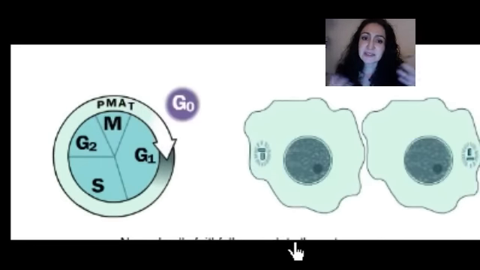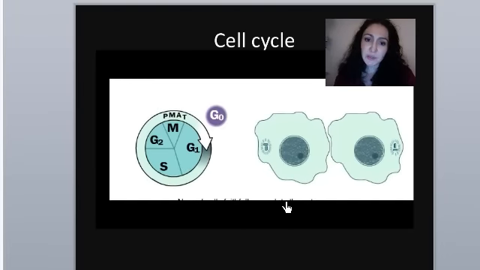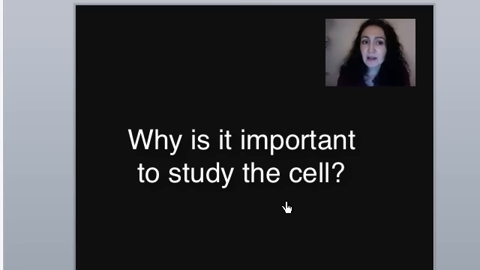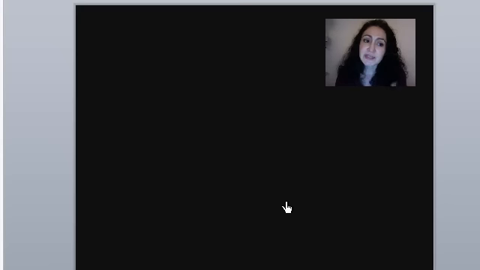And that's the entire cycle of the cell. All right, so some of the things that I wanted to emphasize, it's really important to emphasize, is why is it important to study the cell? Well, if we study the cell, then we can understand how diseases work. And a particular disease that comes to mind immediately is cancer.